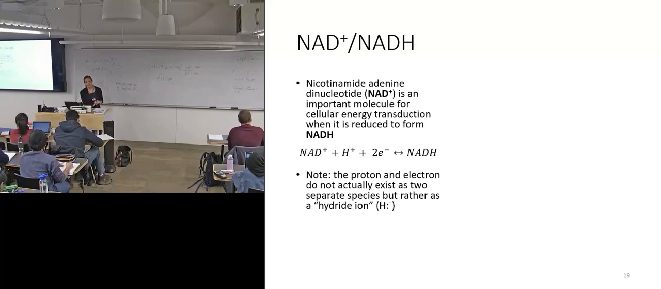So note, the proton and the electrons are not actually existing as two separate species, but rather as a hydride ion, so sort of a hydrogen with an extra electron on it. It's just drawn like this in the book, for clarity, so you can really see the electrons, since we've been talking about electron transfer.